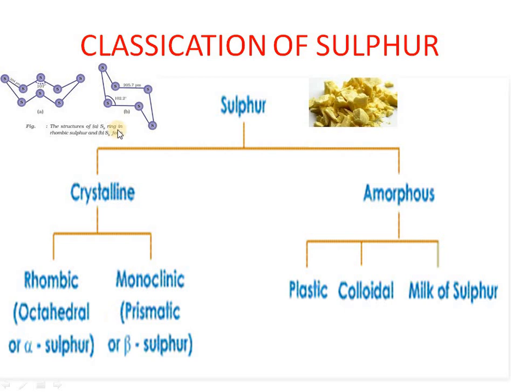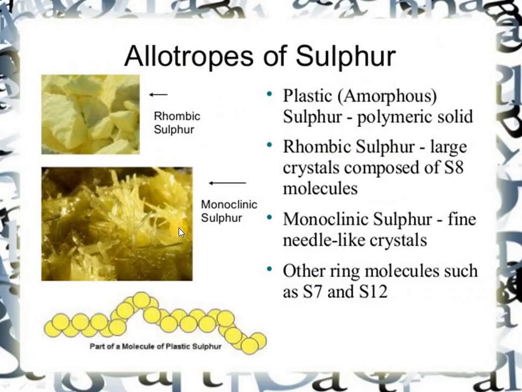This is the S8 shape, and this is S6. Now, monoclinic is beta sulfur. These two are crystalline forms, and the amorphous forms are plastic, colloidal, or milk of sulfur. These are the three forms. As far as our syllabus is concerned, the crystalline forms are defined in the syllabus to cover up. We will focus more of our studies on rhombic and monoclinic. As far as properties are concerned, we are going to discuss further rhombic and monoclinic.